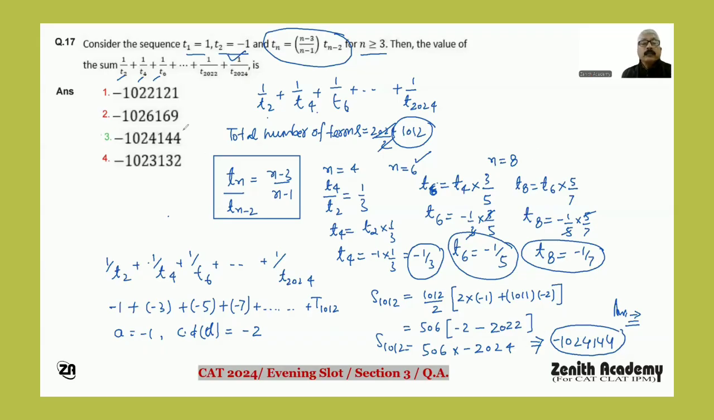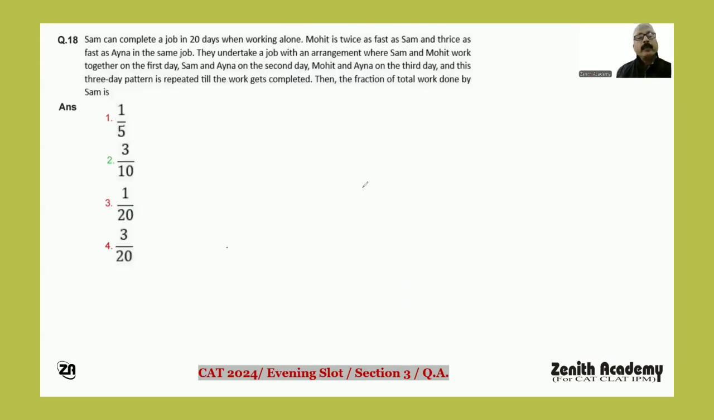So now answer is number 18. Sam can complete a job in 20 days when working alone. Mohit is twice as fast as Sam and thrice as fast as Aina in the same job. They undertake a job with an arrangement where Sam and Mohit work together on the first day, Sam and Aina on the second day, Mohit and Aina on the third day. And this 3-day pattern is repeated till the work gets completed. Then the fraction of total work done by Sam is.